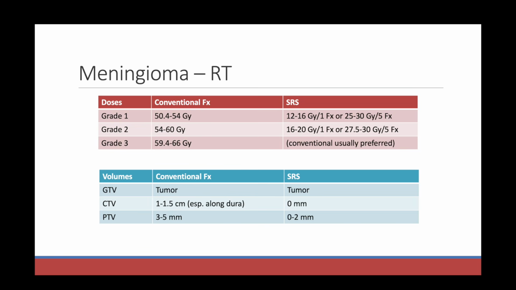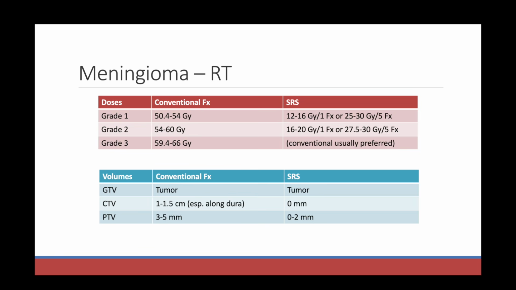So optional doses from a radiosurgery standpoint for grade 1 are 12 to 16 gray in 1 fraction, or 16 to 20 gray in 1 fraction for grade 2. Or you can use a 5 fraction approach where we treat somewhere between 25 to 30 gray in 5 fractions.